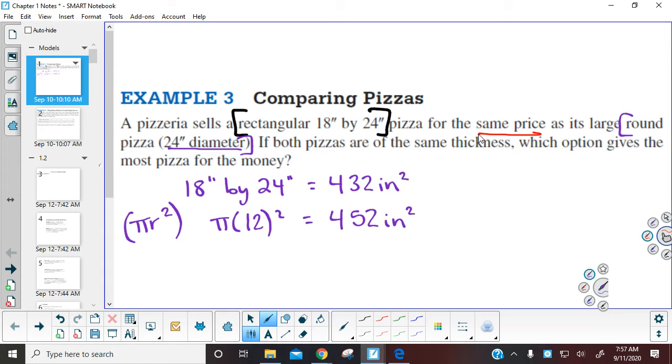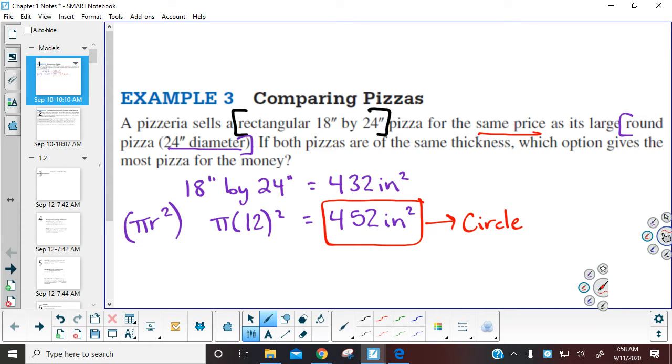So again, since our price is the same, we don't have to worry about figuring out price per square inch or anything of that matter. Basically, all we're looking at is which one gives us more pizza. And in this case, it's the circle one that gives us more pizza.